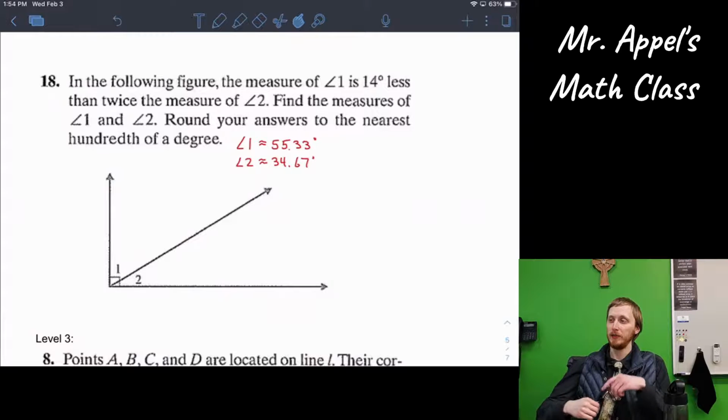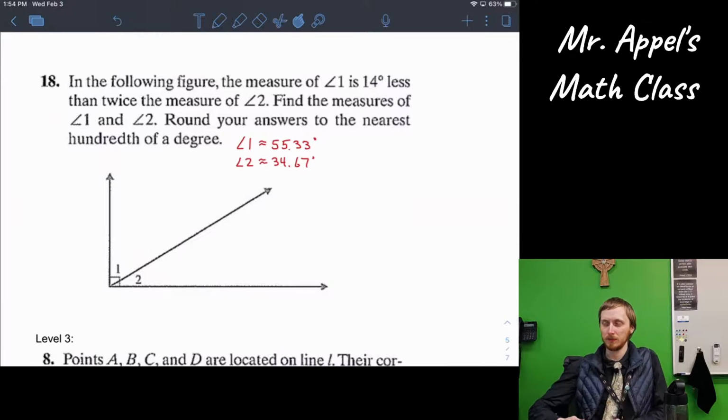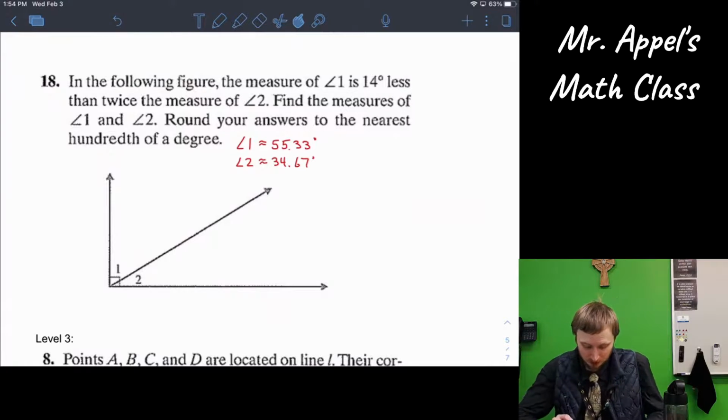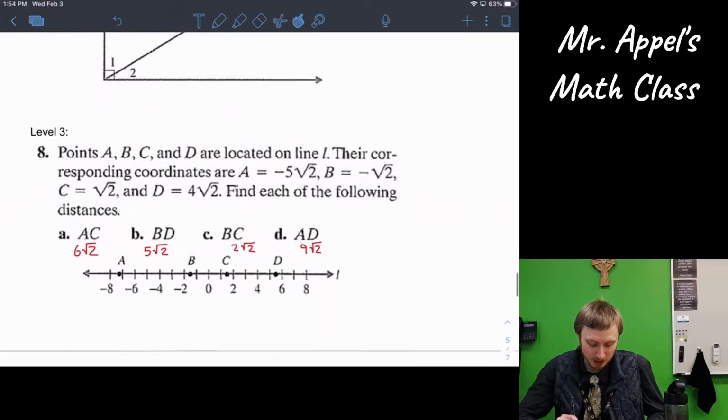Any questions on level 2 problems? All right, then here are the level 3s.